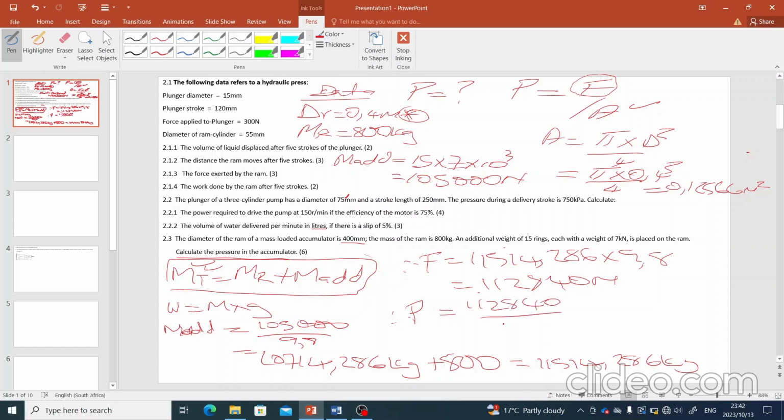Therefore, pressure would be 112,840 divided by the area, 0.12566. Then I get my pressure as 892,952 kilopascal. This is how you tackle question 2, good people.